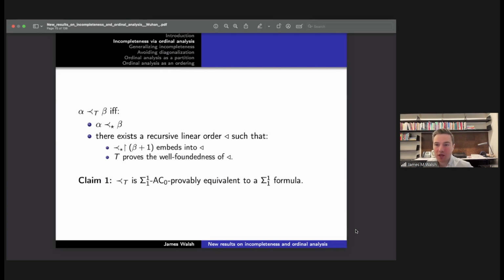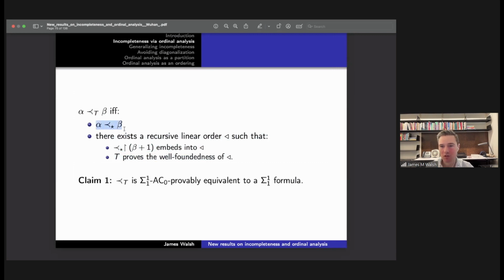What we have to do is check a few claims. The first one we have to check is that this ordering is Σ¹₁ choice provably equivalent to a Σ¹₁ formula. I'm not going to go through all the details of the proof, but I want to sketch the ideas. If we really wanted to prove this claim, we'd have to write out the formula in the language of second order arithmetic. But for now, let's just see what exactly we have to pay attention to.